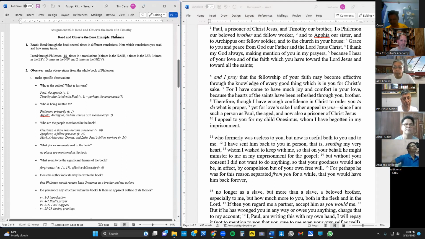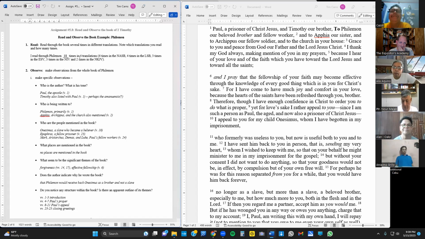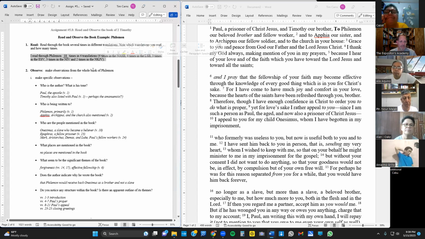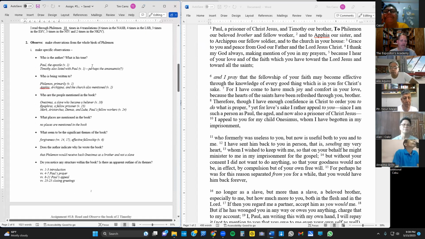So here's the example from Philemon. So we just read it. I just wanted you to be familiar with it. Now here's the assignment. If we were to do it for Philemon, you're going to follow this exact same format for 2 Timothy. Okay? So in this case, I said I read through Philemon 18 times in the different translations. It's short, so I read it a lot of times. And then here's the observations.